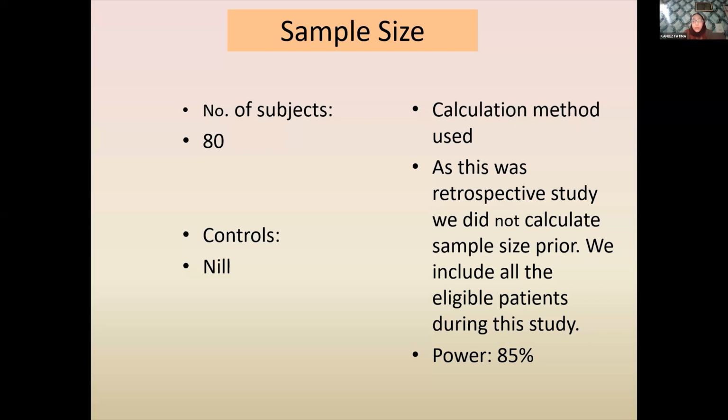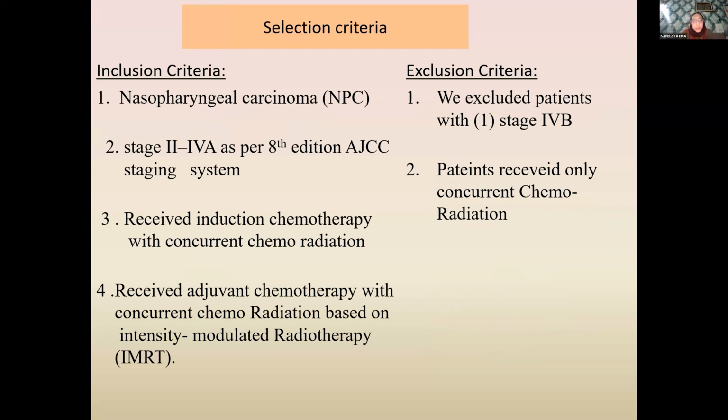Routine pre-treatment evaluation has been done in all the patients, including complete history and physical examination, routine blood test and biochemistry profile, mirror and fiber optic examination, magnetic resonance imaging of the nasopharynx and neck, computed tomography of the chest with or without contrast, and whole body bone scan or PET scan if indicated.